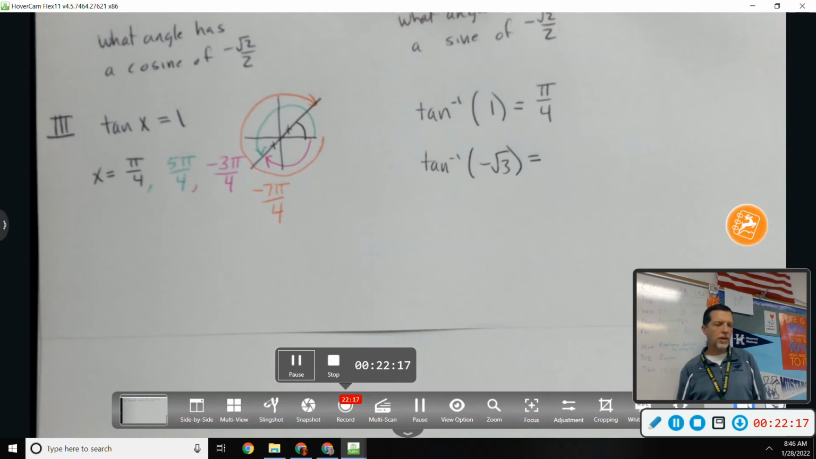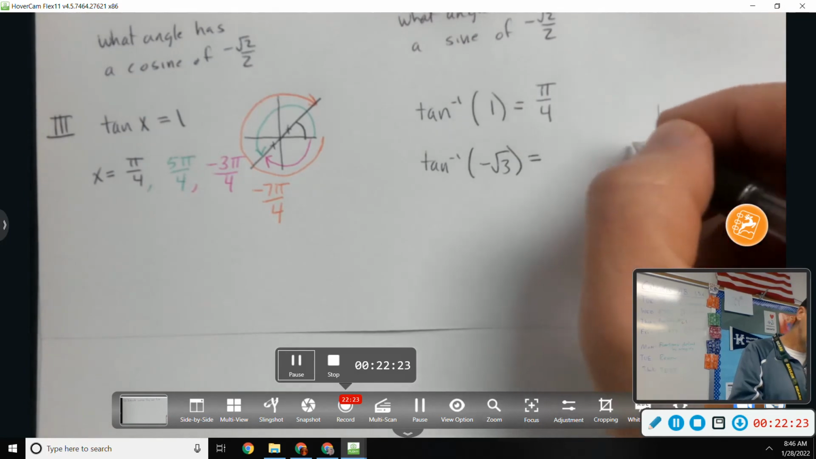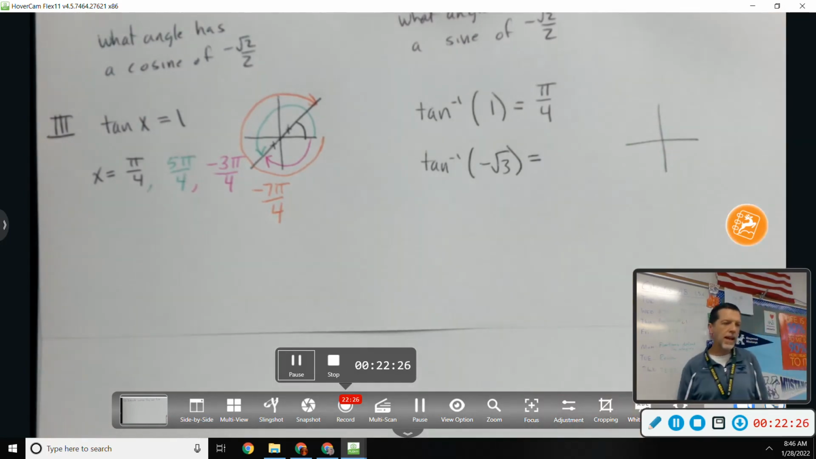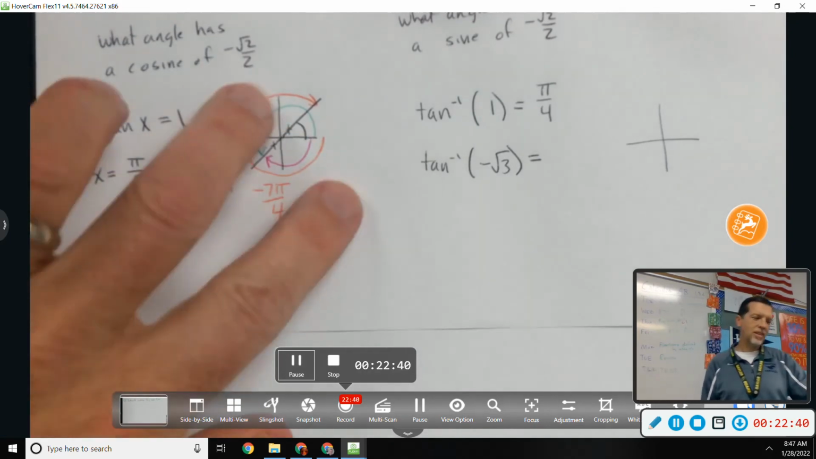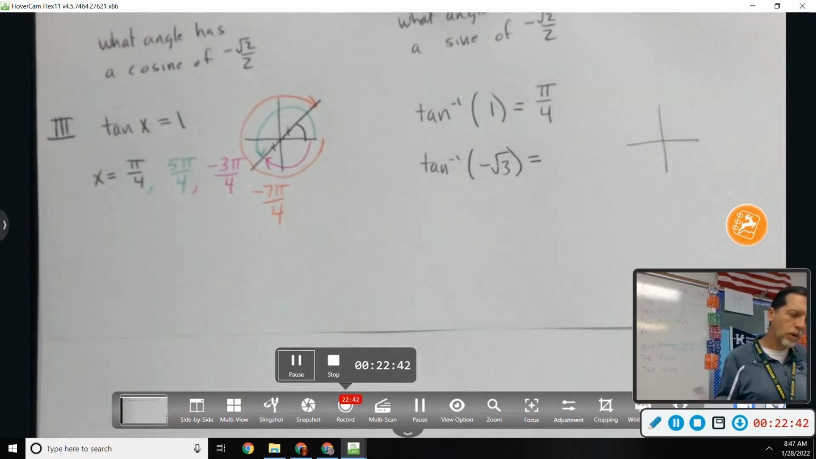All right, how about inverse tangent of negative square root of 3? Negative square root of 3. Well, let's first say, what quadrants have a negative tangent? It's the other ones, right? All of them except for those two. So 2 and 4 have a negative tangent.